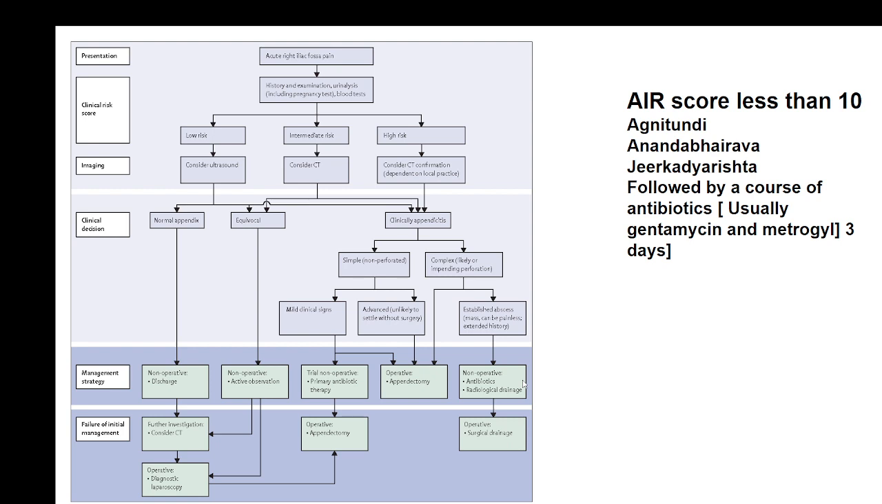Emergency appendectomy is required. Now, from my clinical point of view, I would always treat such acute appendicitis patients, even when the score is not only less than 7, even up to an AIR score less than 10, we can manage the patient on conservative management. Usually a course of antibiotics, gentamicin and metronidazole, is what I prefer for 3 days, along with Agnitundi, Anandabhairava and Jeerakadyarishta. And a large number of patients who otherwise have an indication for surgery, the surgery can be avoided.